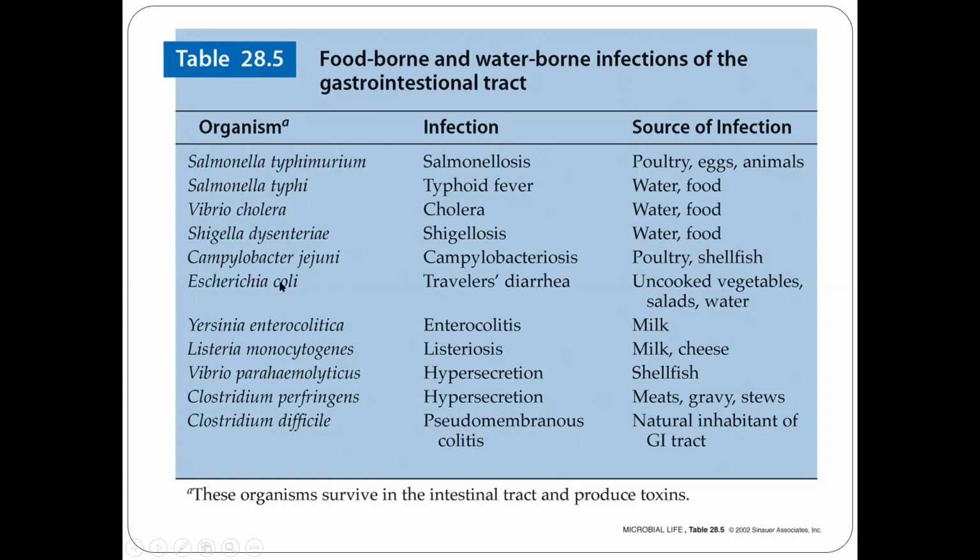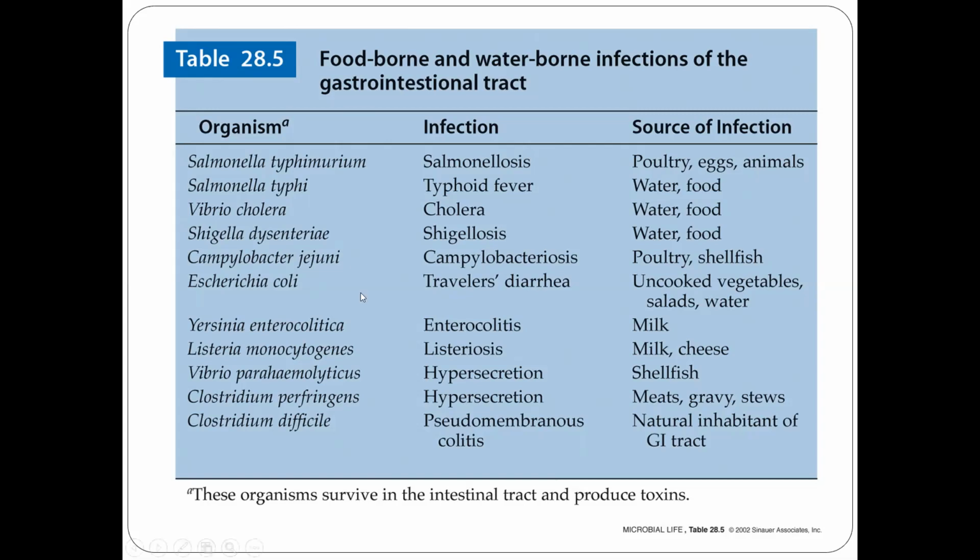Okay, E. coli, we can talk about a lot. There are different types of E. coli: normal E. coli, enteroinvasive E. coli, enteropathogenic E. coli, enterotoxigenic E. coli, and E. coli O157:H7, which will cause hemolytic uremic syndrome. So all these things we will talk about in detail later on.